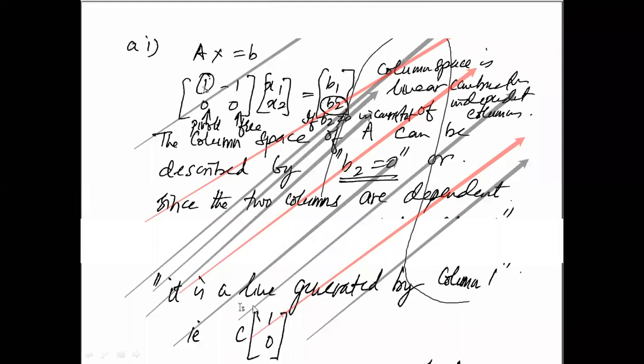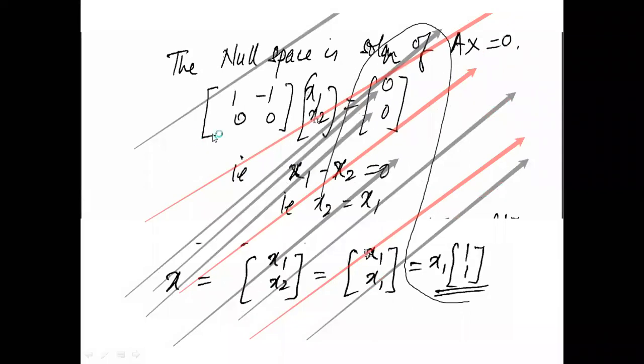Okay. And the null space is found by the solution of Ax equal to 0. So A is given to us, 1 minus 1 0 0, and you have x1 and x2 equal to 0. For the column space, you have Ax equal to b, and we see the values of b1 and b2. Whereas for the null space, we have Ax equal to 0, and we need to find its solution.